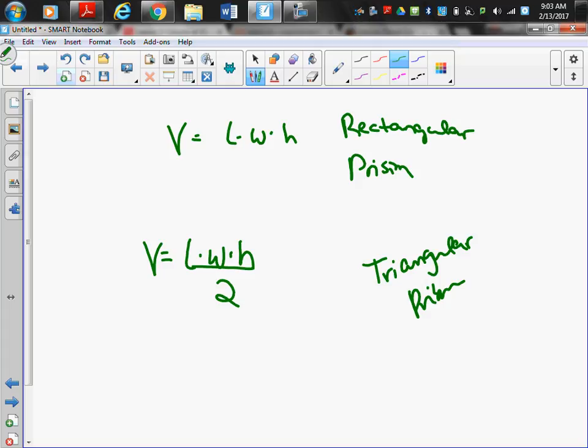Alright, you need to make sure you have these 2 formulas. These are ones you have to memorize. You have to memorize the formula for the rectangular prism and triangular prism. So as long as you remember that a triangle is always half of a rectangle, you only have to memorize one.